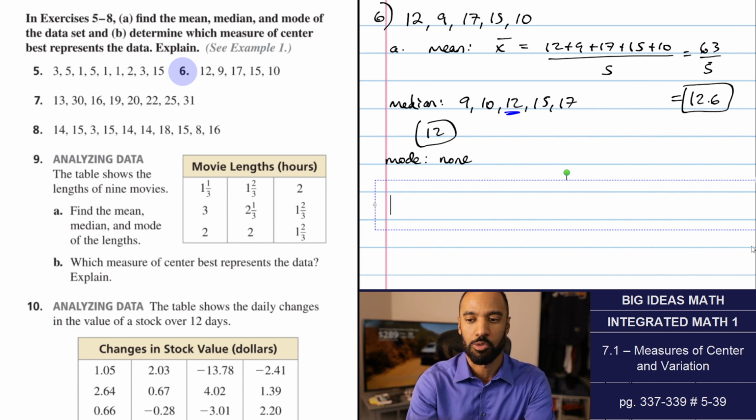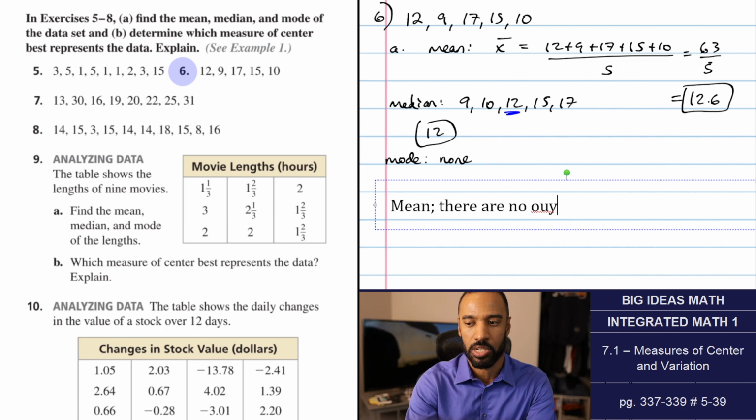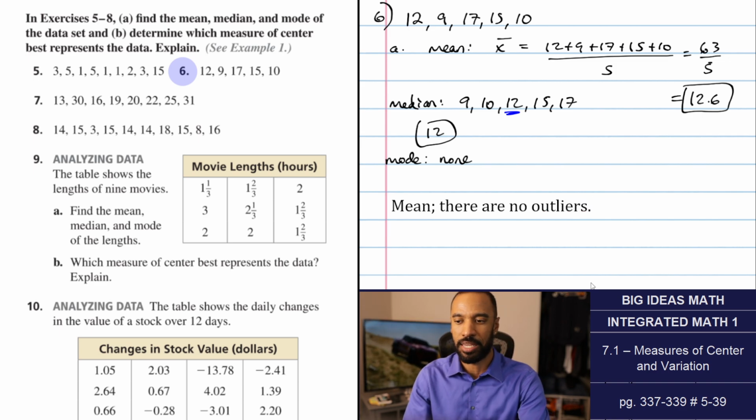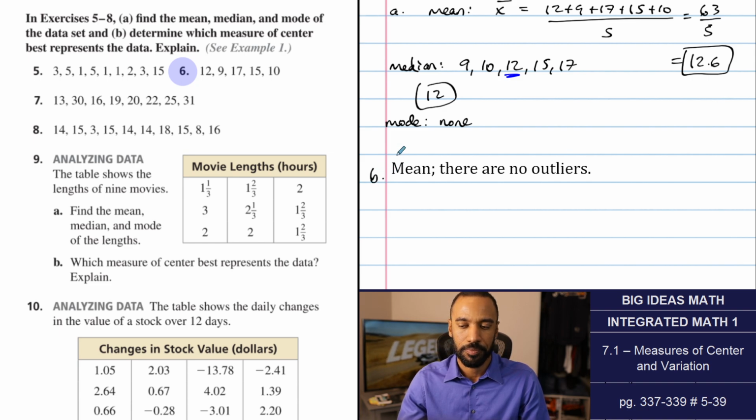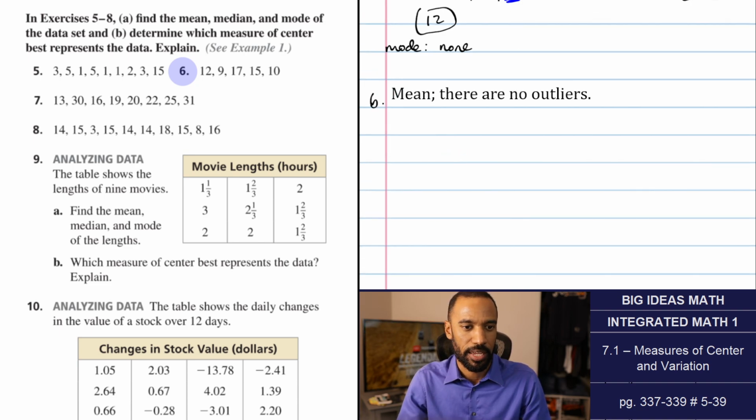So the mean, I'll just put mean. So part B, mean, there are no outliers. That's a good reason to talk about that one. Obviously, mode can't be it in this case. Median's good, and it's really close to mean. I like using averages when I can, though. All right, number 7.